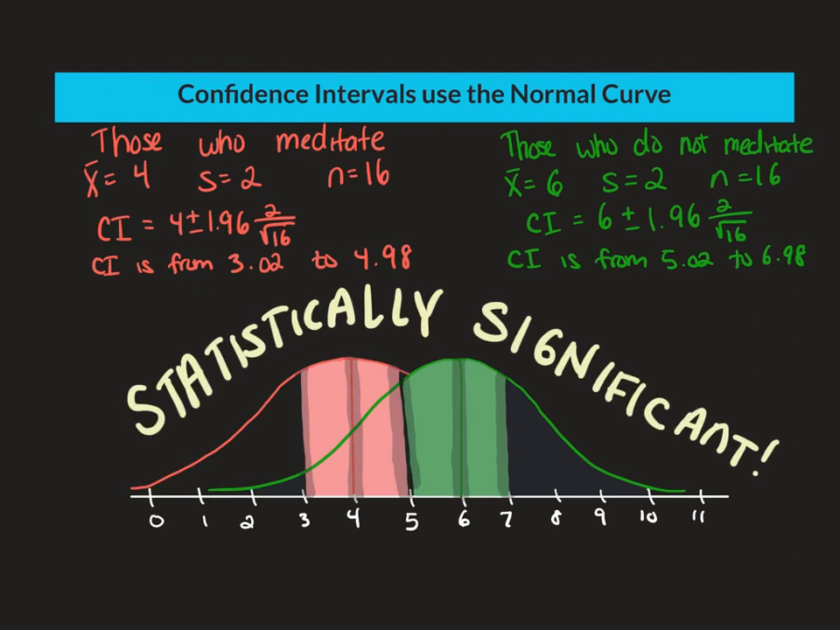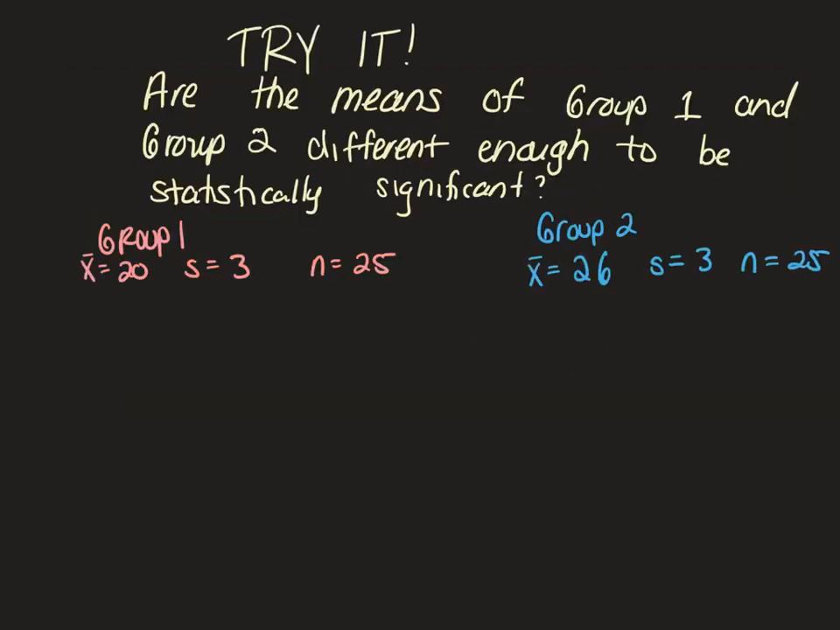You might have noticed that the gap between our intervals is actually quite small, but that doesn't matter. As long as there is some gap between where one confidence interval ends and the other begins, then our result is considered statistically significant. Try this out on your own from start to finish using the data for groups 1 and 2 below. See if the means of group 1 and group 2 are different enough to be statistically significant. If group 1 has a mean of 20, standard deviation of 3, and sample size of 25, and group 2 has a mean of 26, standard deviation of 3, and sample size of 25.